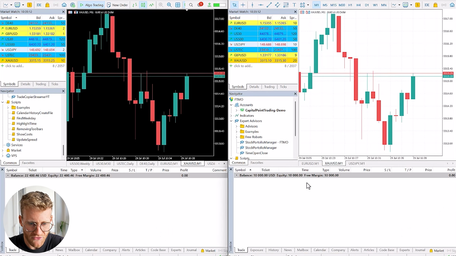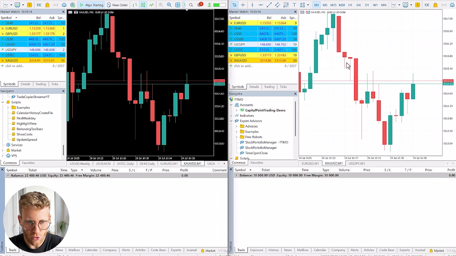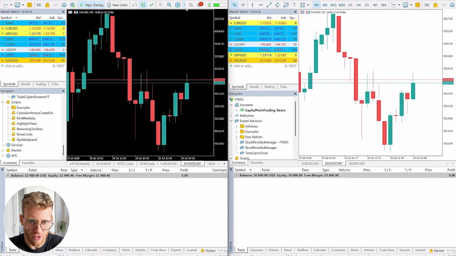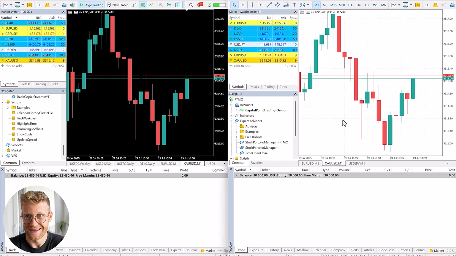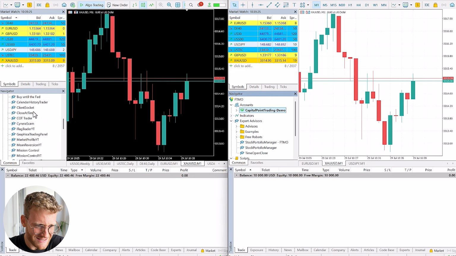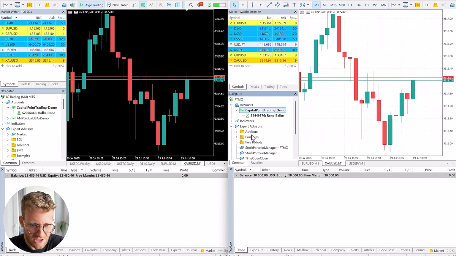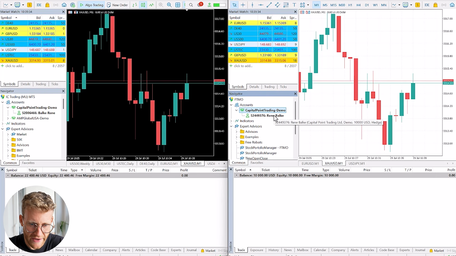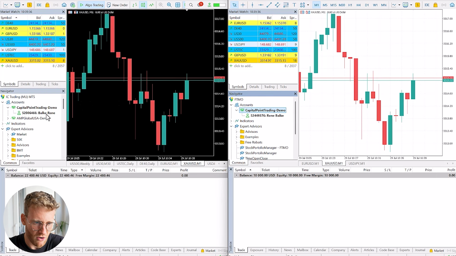I prepared something for you. So here you can see two MetaTraders, and even though this looks like it's an FTMO MetaTrader, it's not because I connected to the IC Trading account. So you can see here in both MetaTraders I'm logged into a demo account with Capital Point Trading, which is the trading server of IC Trading.